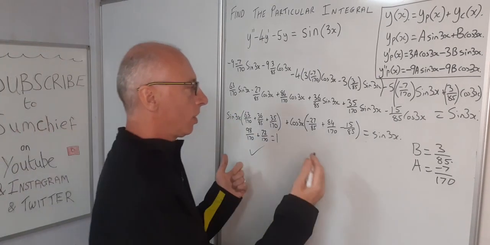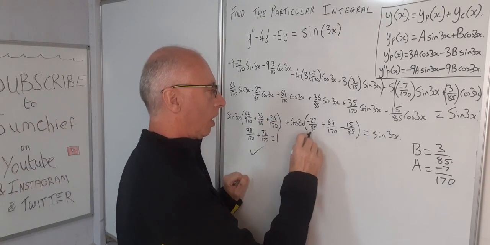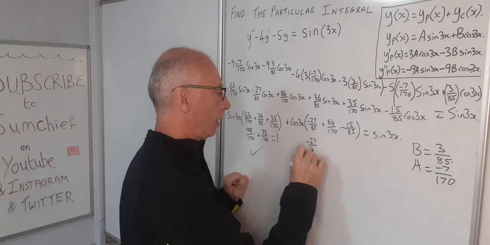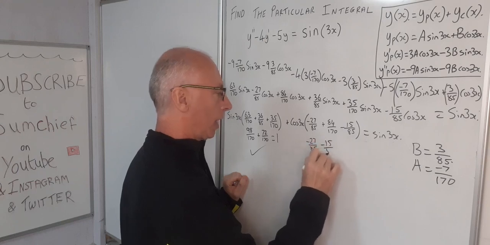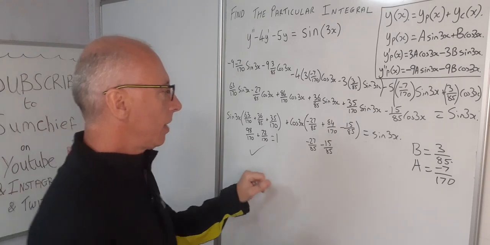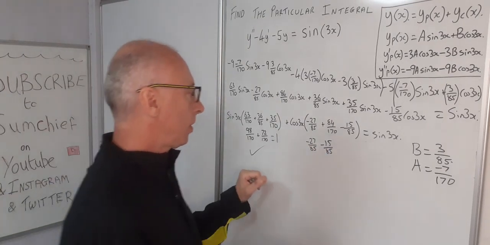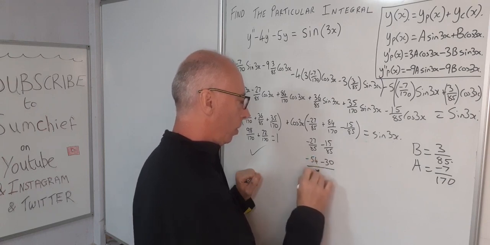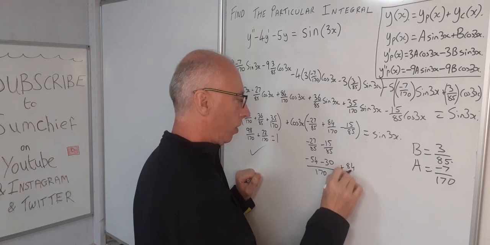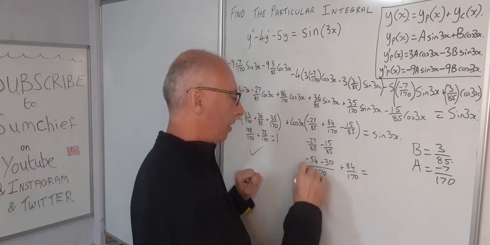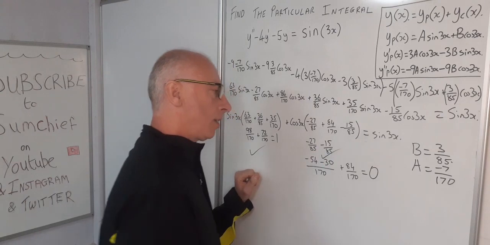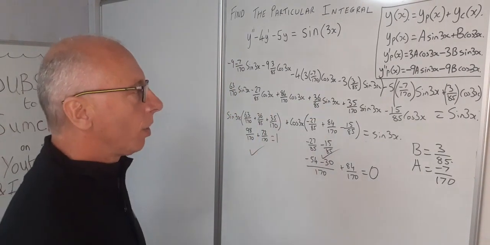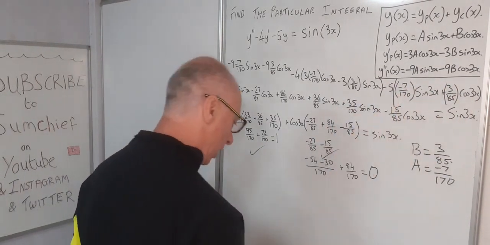And then cosine, this should equal 0. So over 85, I've got minus 27 over 85 minus 15 over 85. So that's now going to be needed to be over 170. So now I've got minus 54 minus 30 over 170 plus 84 over 170, and we can see that that is 0. So that is all correct. So we've checked our particular solution, which I'm now going to take off the board. I'm going to write it on here so we can have a look.